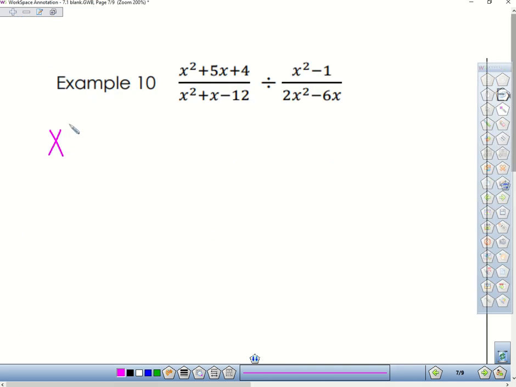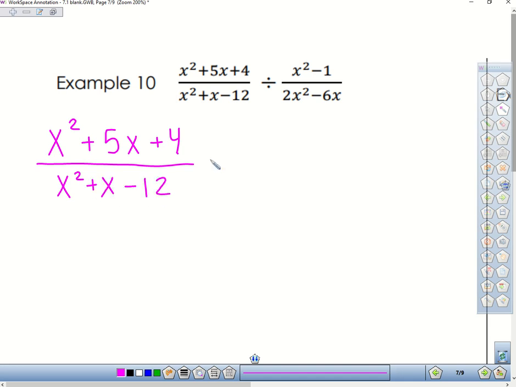So this is going to be x squared plus 5x plus 4 over x squared plus x minus 12 times 2x squared minus 6 over x squared minus 1. Now you just have a problem that you just did earlier, and you just proceed the same exact way. So see how it's really the same thing you just learned. So now we just do everything else the exact same.